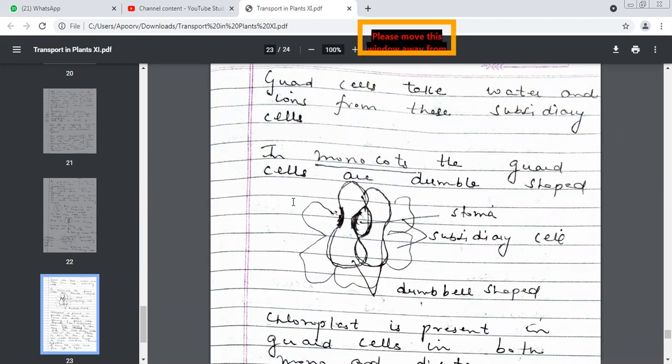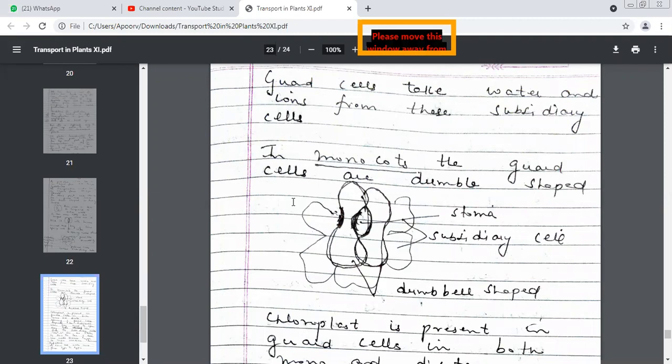In monocots, the guard cells are not kidney or bean shaped, they're dumbbell shaped. I've tried to draw these dumbbells, though not very nicely, but I've made them a little longer. So in dicots we had kidney-shaped guard cells, but in monocots the guard cells are dumbbell shaped. But the same thing happens: the inner lining will become curved. You'll have this opening which is called the stoma. You'll have cells surrounding them. What were these cells called in dicots?